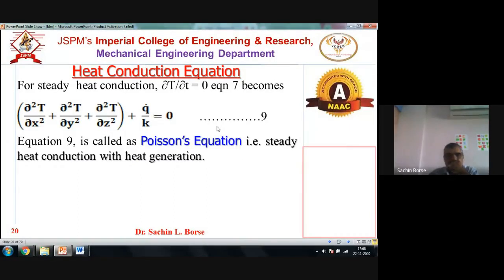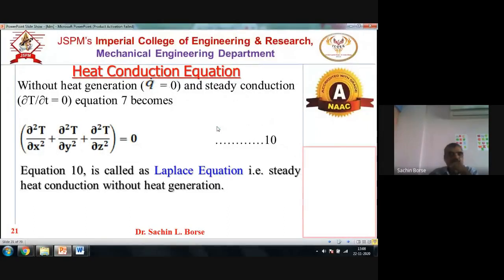Another case, suppose it is steady state heat conduction, but there is heat generation, then the name of the equation is Poisson's equation. So it is del square T by del x square plus del square T by del y square plus del square T by del z square plus q dot by k is equal to 0. It's Poisson's equation, steady state with heat generation. Now we'll move to the next equation, that is Laplace equation, slide number 21.